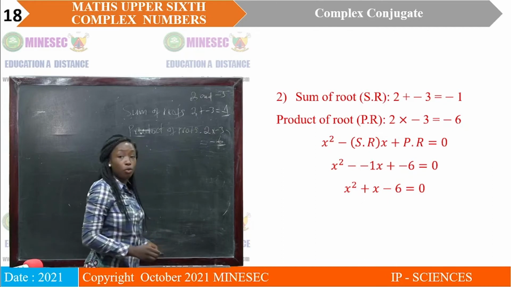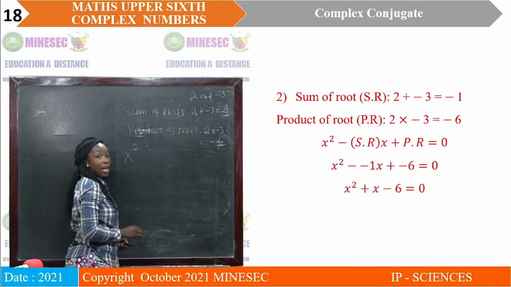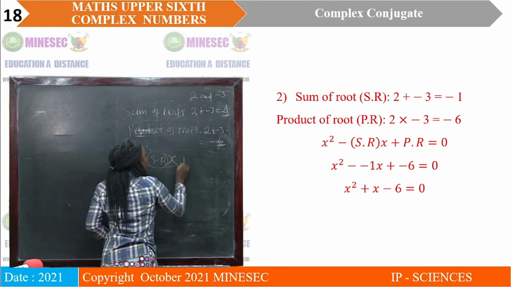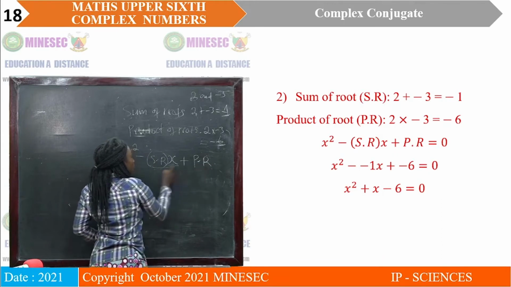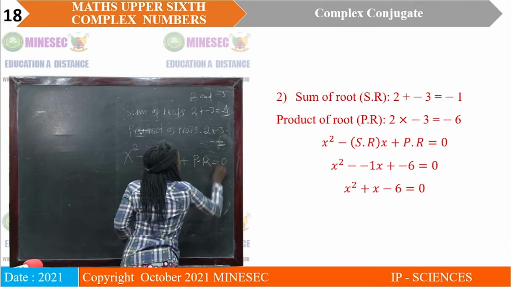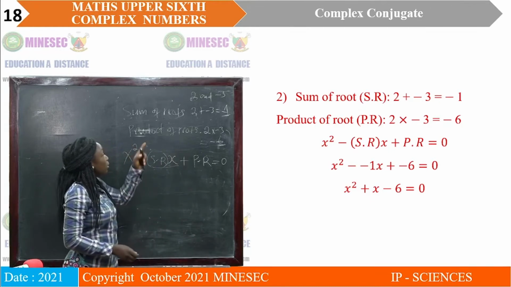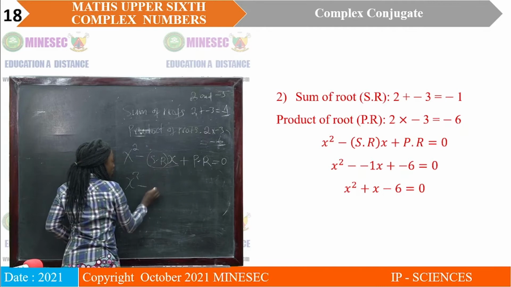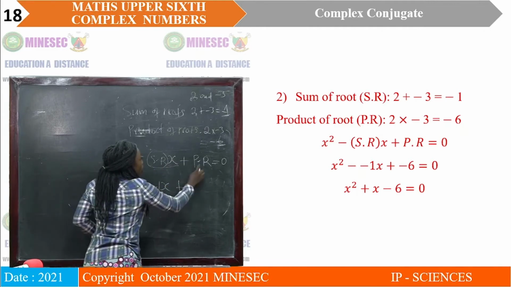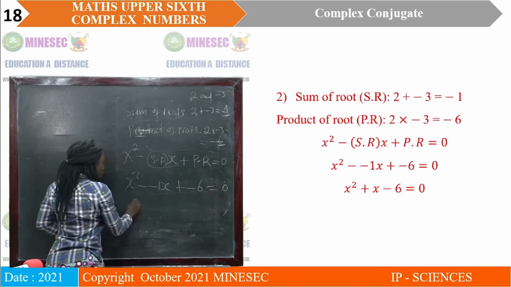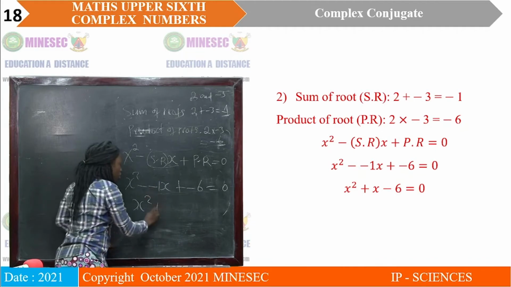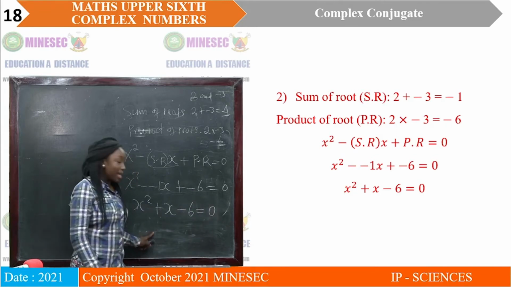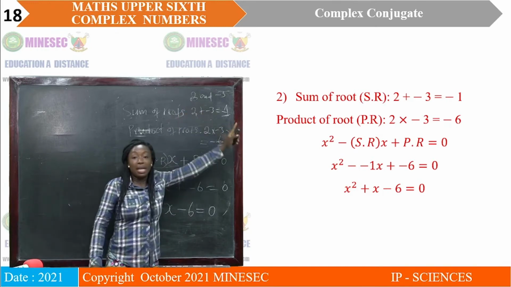Now with this sum and product of roots, we have to look for the equation. The equation is given by x squared minus sum of roots times x, that's a linear term, plus the product of roots equal to 0. So that equation with those roots 2 and negative 3 will be given as x squared minus, the sum of roots here is negative 1. So we replace by negative 1x plus product of roots, negative 6, equal to 0. And so x squared, negative negative gives plus x, positive negative gives minus 6 equal to 0. And so that is the equation with roots 2, negative 3.